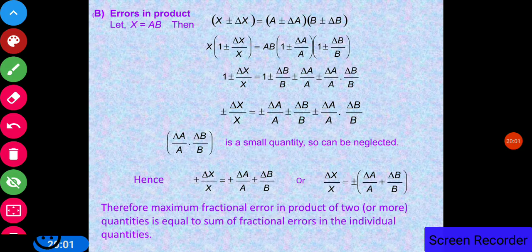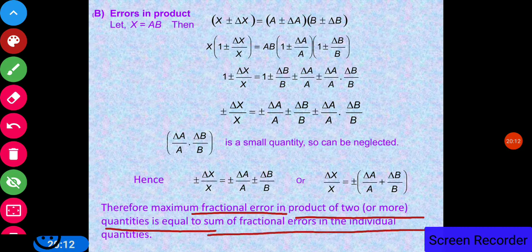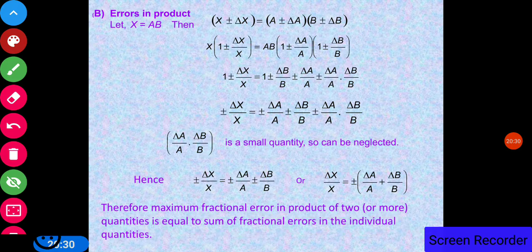So we can say that the fractional error or the relative error in the product of two or more quantities is equal to the sum of the fractional errors in the individual quantities. So when you are multiplying, the error will not multiply. In fact, the relative errors of both the measurements will add.